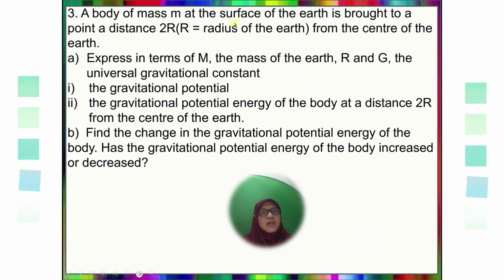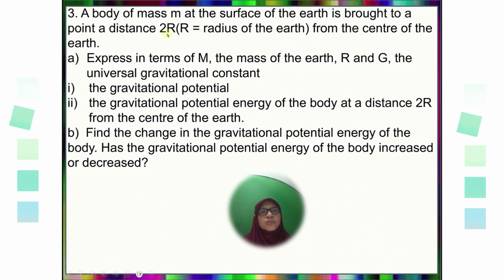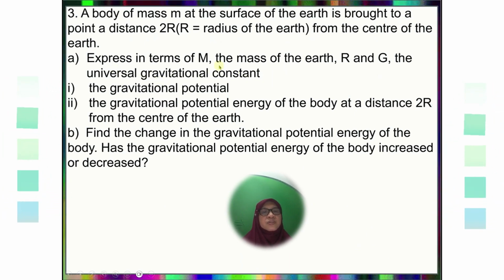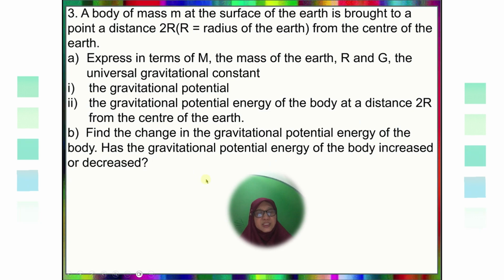A body of mass m at the surface of the earth is brought to a point a distance 2R from the center of the earth, where R is the radius of the earth. Express in terms of M, the mass of the earth, R and G, the universal gravitational constant, first the gravitational potential, and second, the gravitational potential energy of the body at a distance 2R from the center of the earth. Next, find the change in the gravitational potential energy of the body. Has the gravitational potential energy of the body increased or decreased?